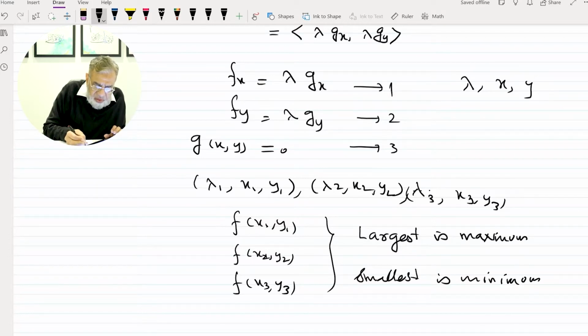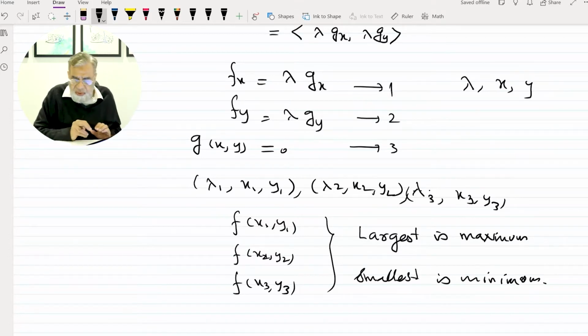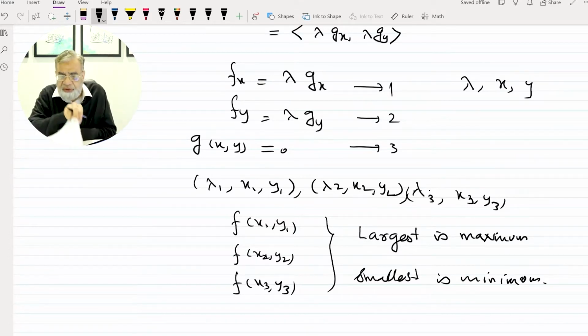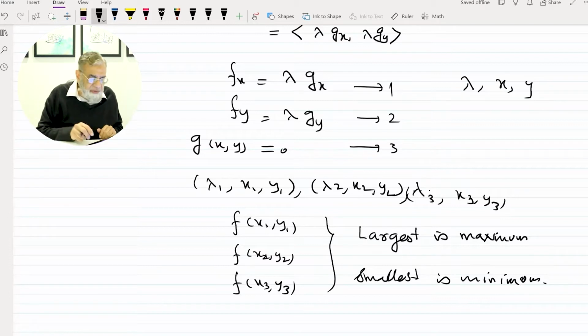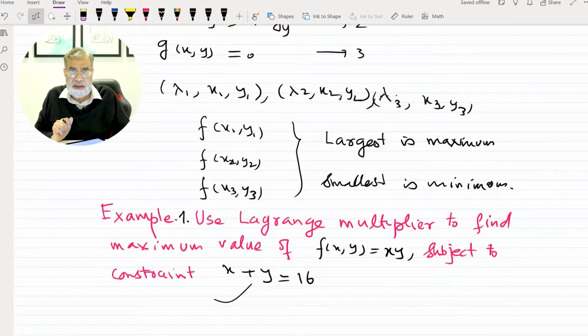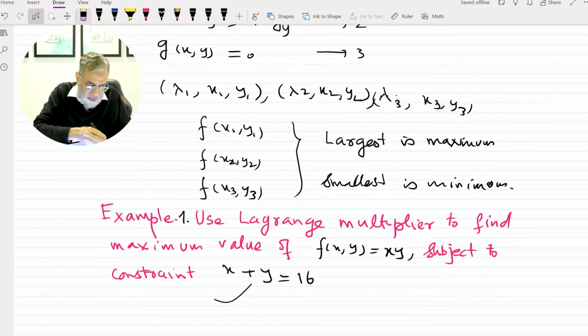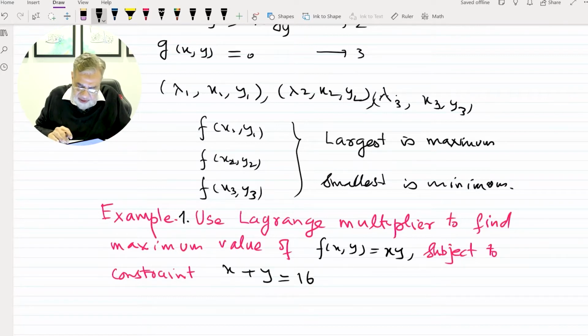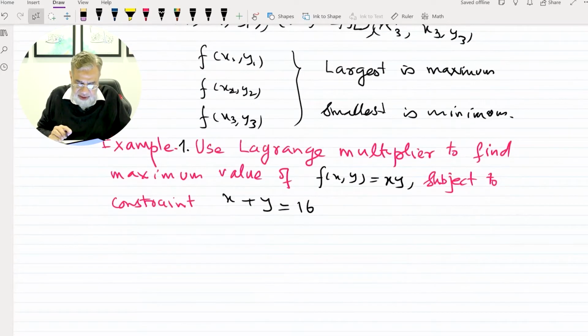I will show you with the help of an example more clearly how we are going to apply this and how we can find the solution. So I give an example for this purpose. I'm going to explain this method with the help of an example. Example 1: use the Lagrange multiplier to find the maximum value of the function f(x, y) subject to the constraint x plus y is equal to 16.